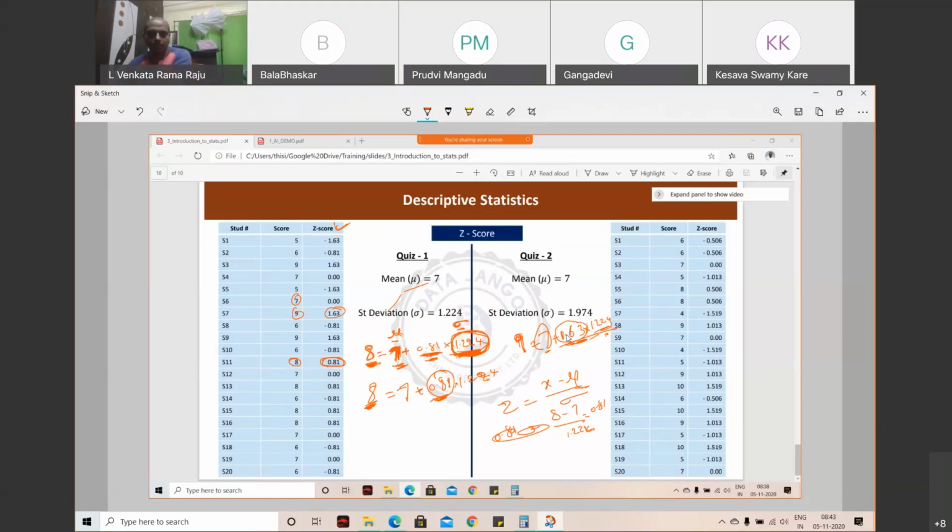The formula to calculate Z-score is (x minus mu) by sigma. X is the data point. Mu and sigma are going to be the same for the data set. Mu is one number, 7. Sigma is 1.224 for this particular data set. Got it? Any questions?